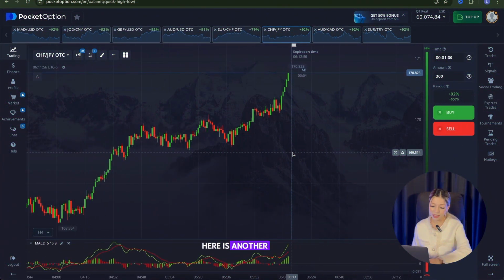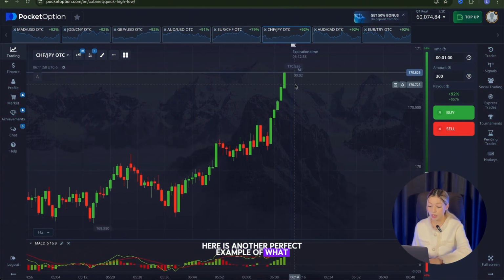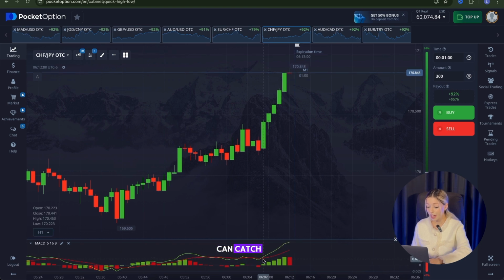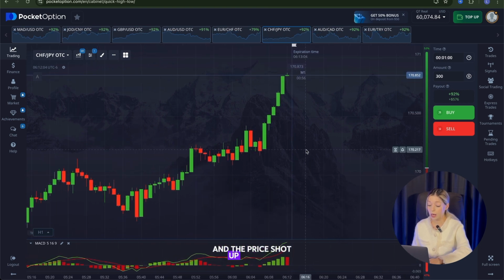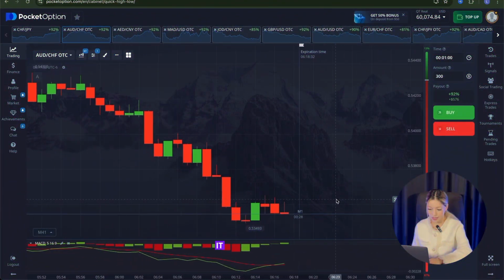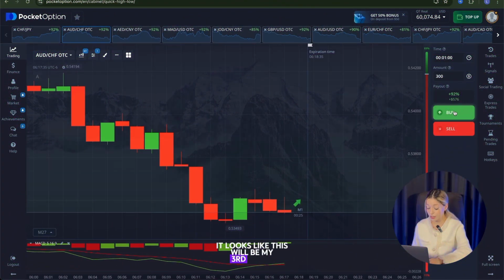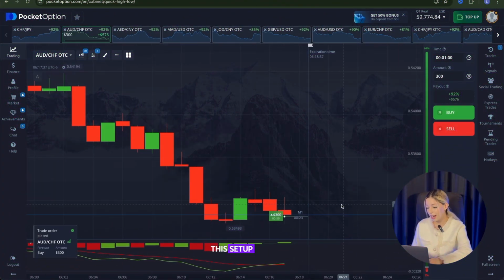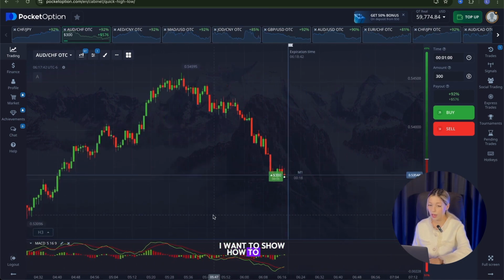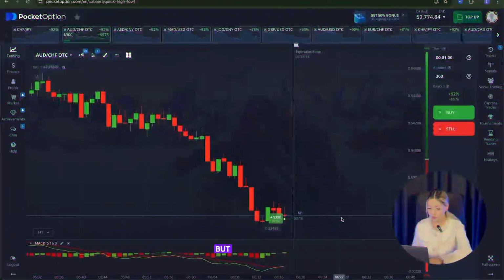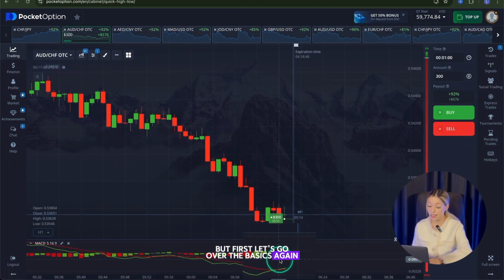Okay, here is another perfect example of what the MACD signal can catch. We crossed the zero line and the price shot up sharply. Alright, it looks like this will be my third trade for today. This setup is similar to the last one, so I want to show you how to add trend indicators. But first, let's go over the basics again.